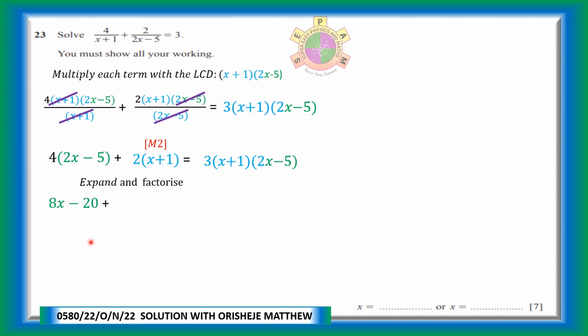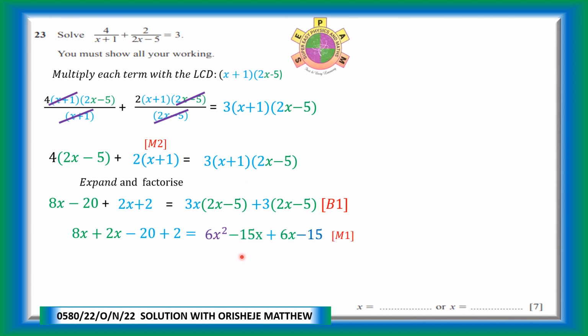So we have that 4 multiply 2s will give us 8s. 4 multiply this, minus 20. 2s plus 2. Then this expand. So with that, up to this point, you have your 4 marks. If you can successfully solve to here, out of the 7 marks, you have gotten 4 marks. So let's go. Now we can collect like terms.